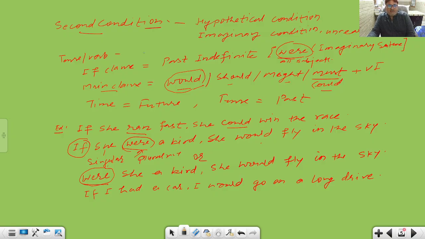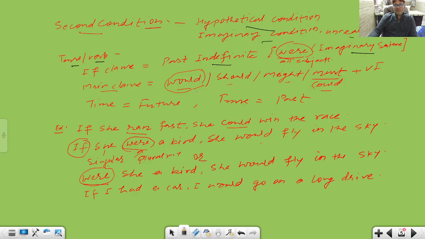Now we move to the second condition, and this is called hypothetical condition, imaginary condition, or unreal condition. These are the titles and names we use for this condition. Now, let us move to the tense and the verb patterns which we are expected to use in this condition. The if clause, that is, the sentence which begins with if, takes past indefinite, or sometimes it takes were with all the subjects, whether singular or plural. Why? This is used in the case of an imaginary sentence.